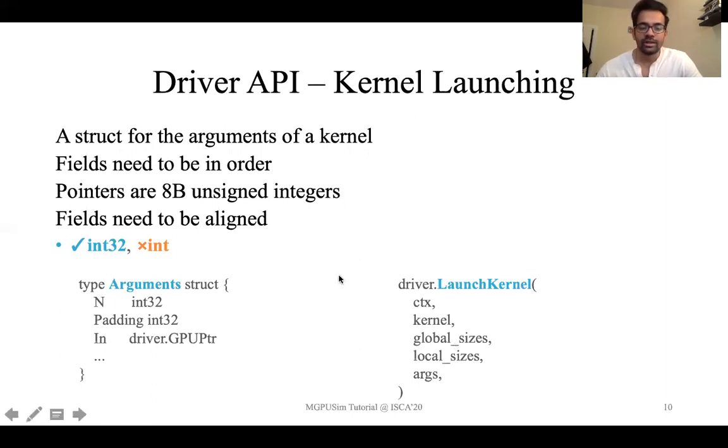So overall, these APIs provide an easy way for a user of MGPUSim to write their own benchmark host program in Go, and then use a kernel to launch the simulations in MGPUSim. And we'll take you through an example of how this is done with an example of one benchmark.